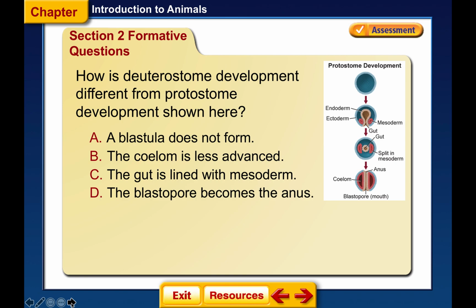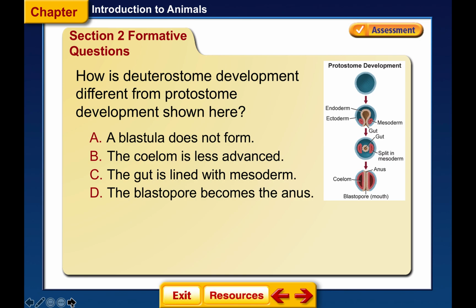Okay, so let's look at our question. How is deuterostome development different from protostome? A, a blastula does not form. Well, we know a blastula does form. B, the coelom is less advanced. C, the gut is lined with mesoderm, or D, the blastopore becomes the anus. Which one do you think it is?